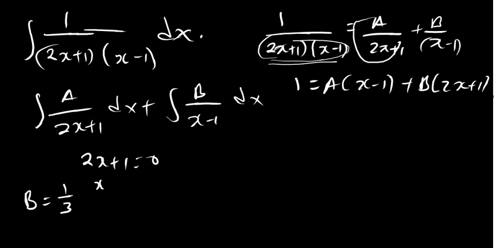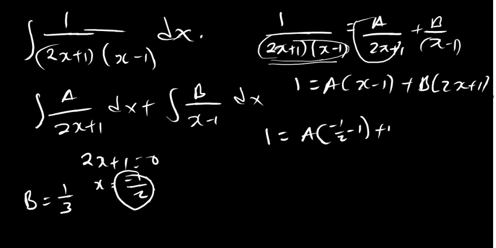We're going to have x equal to negative 1 over 2. So where there is x, let's put negative 1 over 2. So what are we going to have? As you can see, if I plug in the values there, I'm going to have 1 on this side, equal to open brackets, here I put negative half minus 1, then plus, here I put 2 times negative 1 over 2 plus 1.